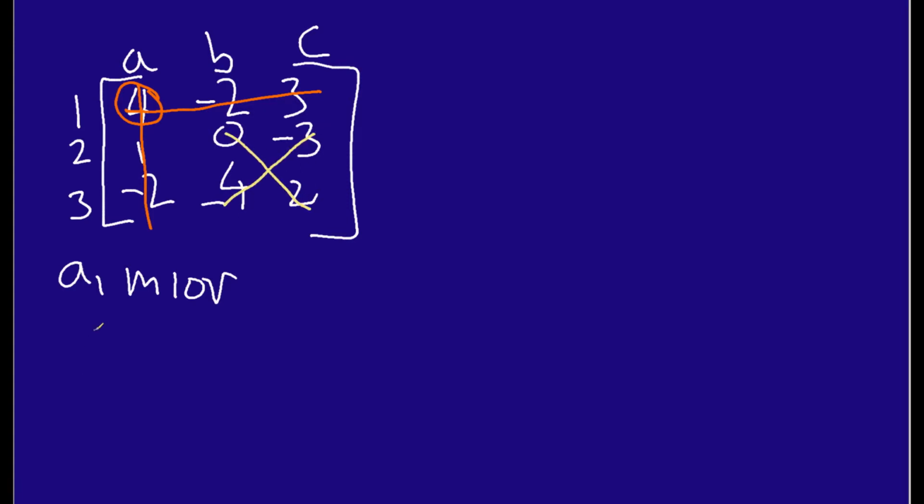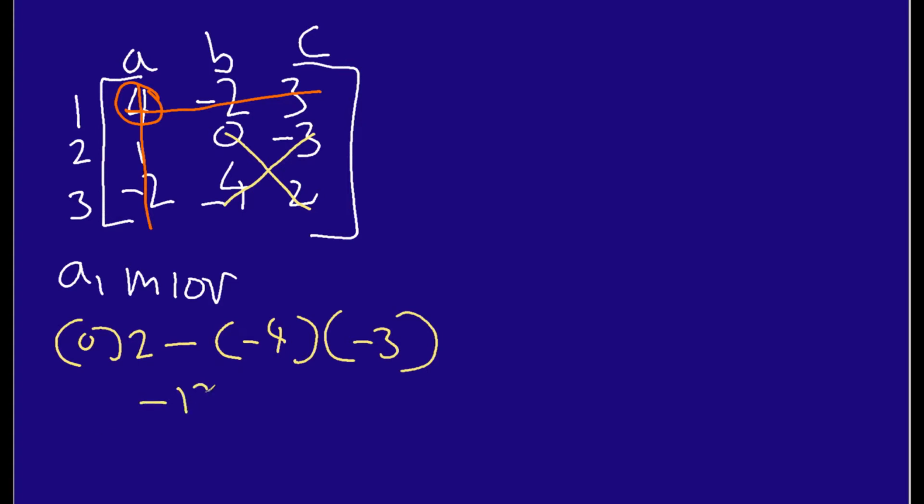All right? So for A1 minor, if you look closely, we have 0 times 2, minus, looks like we have a -4, and then we also have a -3 here. And so when you work all these numbers out, you're left with -12. Okay, that's going to be important in a second. So let me go ahead and put that on my next slide for purposes you will understand in a minute.